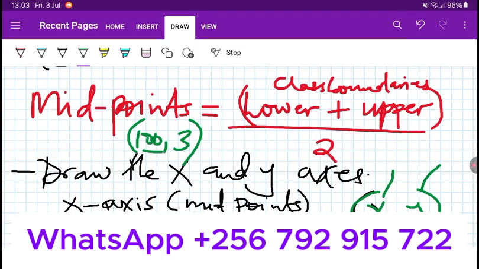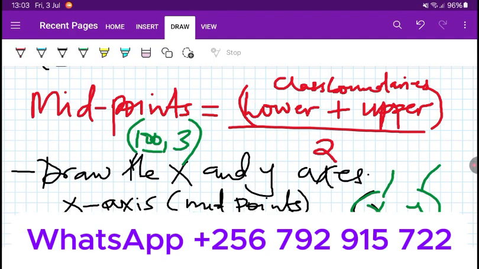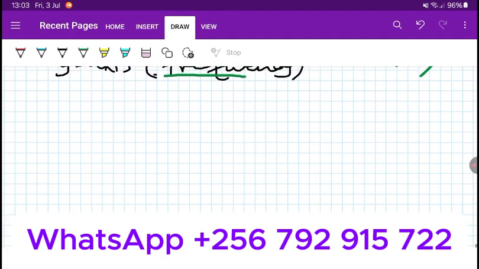You pick 100, then you go on the y-axis, then you pick a 3. So once you have drawn the x-axis, you have labeled the x-axis as the midpoints, and you have labeled the y-axis as the frequency. Then the next step, of course, is for us to be able to plot.